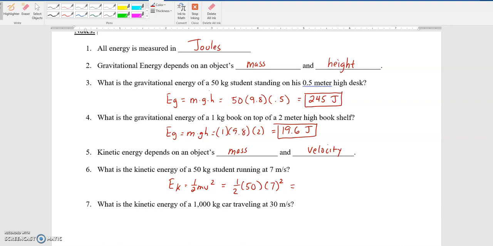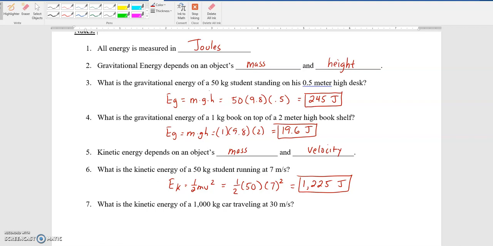So if I do this on my calculator, I get 0.5 times 50 times 7 squared, and I get 1,225 joules of energy. That if this person running at this speed with that weight ran into you, they would apply 1,225 joules of energy to you.